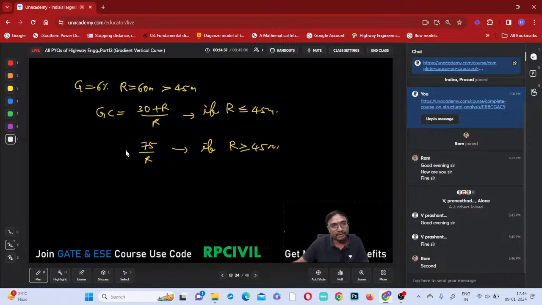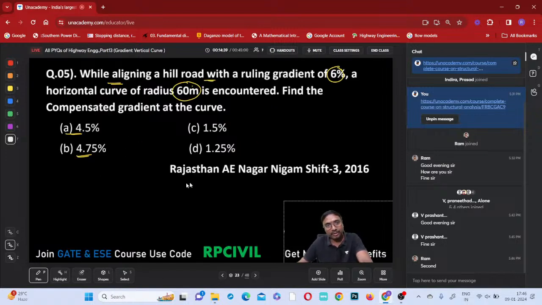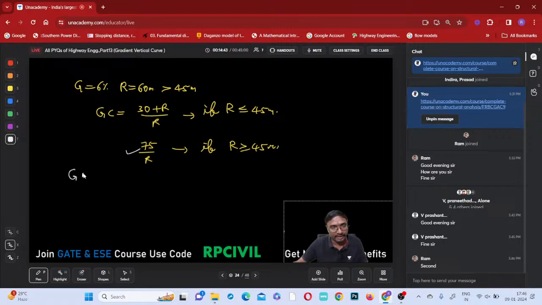So which formula do we have to use? This formula, right? Now what are you asked to identify? Find the compensated gradient, right? First we need to find the grade compensation. What is the grade compensation? 75 by R. So 75 by, what is R? You can say 60, right? So tell me how much it comes to be?